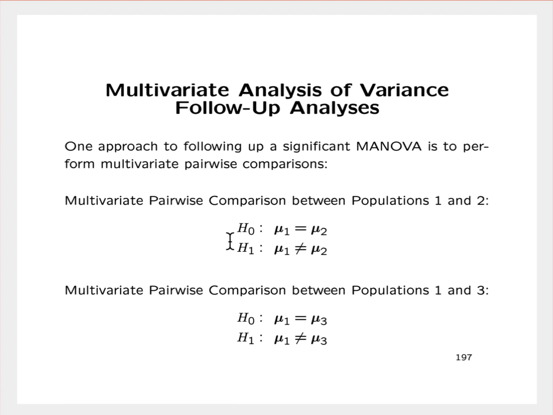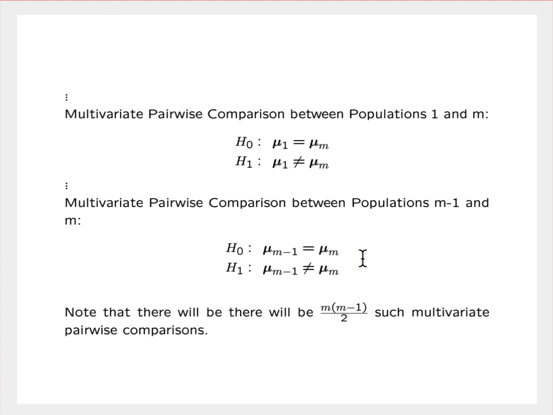So, for example, if we were to perform the pairwise comparison of populations 1 and 2, again at the multivariate level, and if we were to reject that null hypothesis and conclude that mu1 is not equal to mu2, that means that for at least one of the response variables, the two population means are not equal. And so then the question is, for which response variable are the means not equal? And that's why you would drop down and do things at the univariate level.